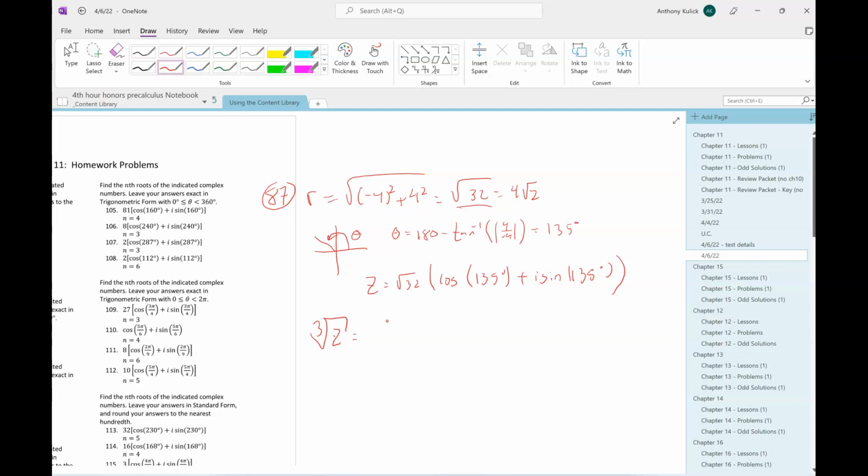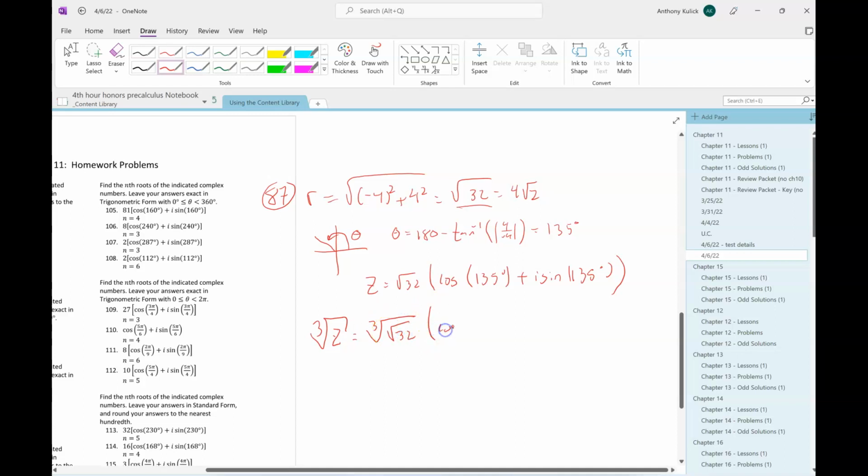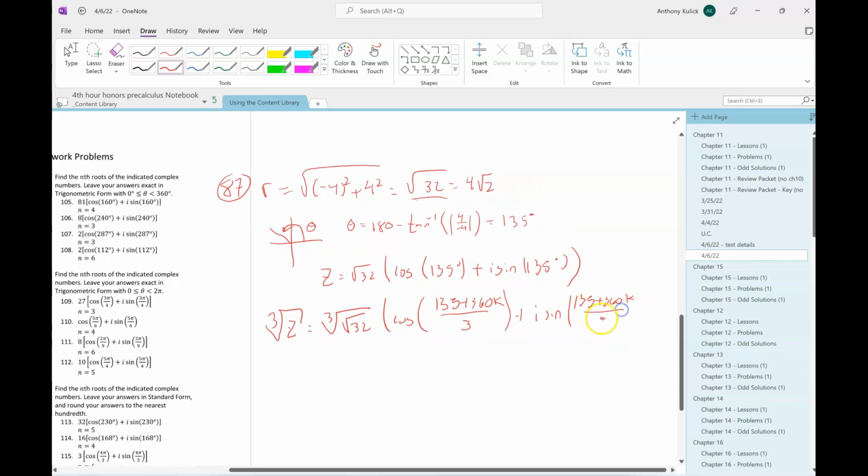All right, Mackenzie, so far so good though? Yeah. Okay, so now we'll do the cube root. So the cube root of the square root of 32 times cosine of (135 plus 360k)/3 plus i sine, same thing. And just for the record, I chose to do this in degrees. The question is asking for a standard form answer, so I'll convert this all back out to standard form at the end. You could have done it all in radians too if you wanted, but who cares? That's just what I chose. And again, for k equals 0, 1, and 2.